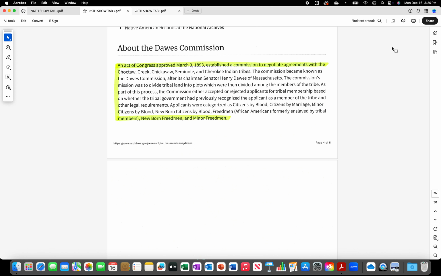An act of Congress approved March 3rd, 1893, established a commission to negotiate agreements with the Choctaw, Creek, Chickasaw, Seminole, and Cherokee Indian tribes. The commission became known as the Dawes Commission, after its chairman, Senator Henry Dawes of Massachusetts. The commission's mission was to divide tribal land into plots, which were then divided among the members of the tribe. As part of this process, the commission either accepted or rejected applicants for tribal membership based on whether the tribal government had previously recognized the applicant as a member of the tribe and other legal requirements.